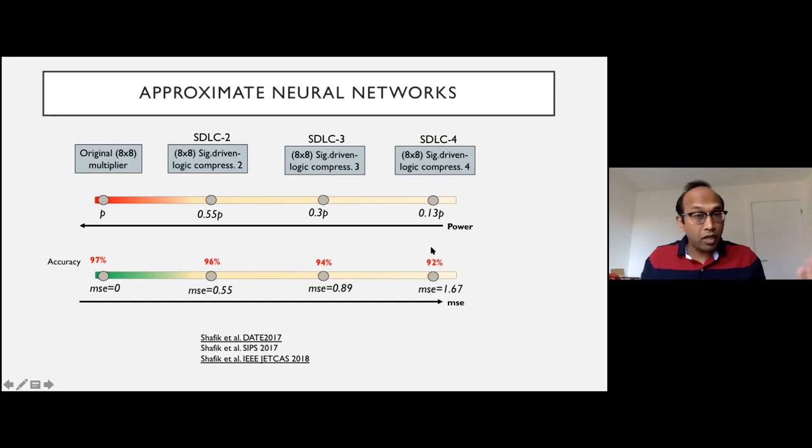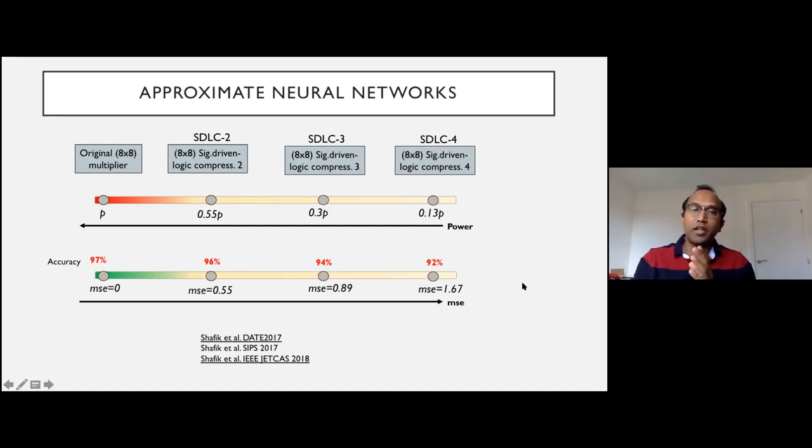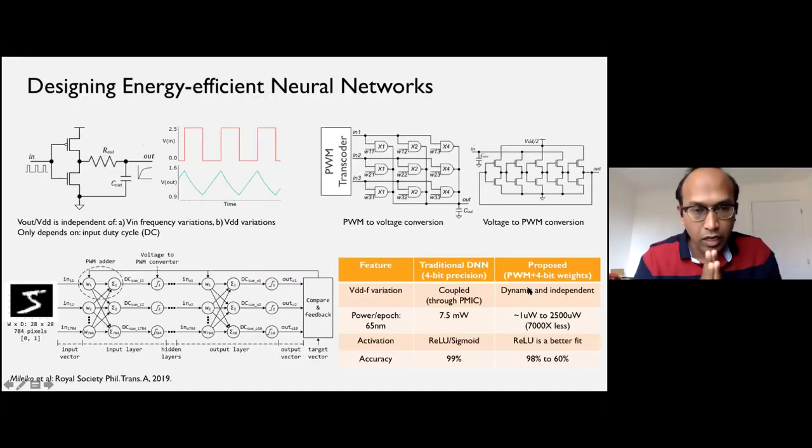If you're looking at the energy number or the power number, this may be a motivating factor for you to use that kind of neural network configuration. So this has been published in DATE, SIPS, and some of the other high-profile IEEE transactions. Now, this is a recent work that we have done. Again, we went back to the basics. We asked ourselves the question.